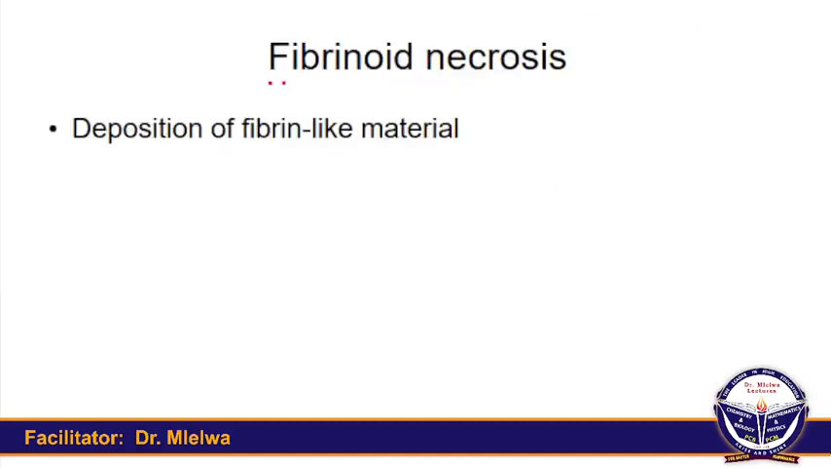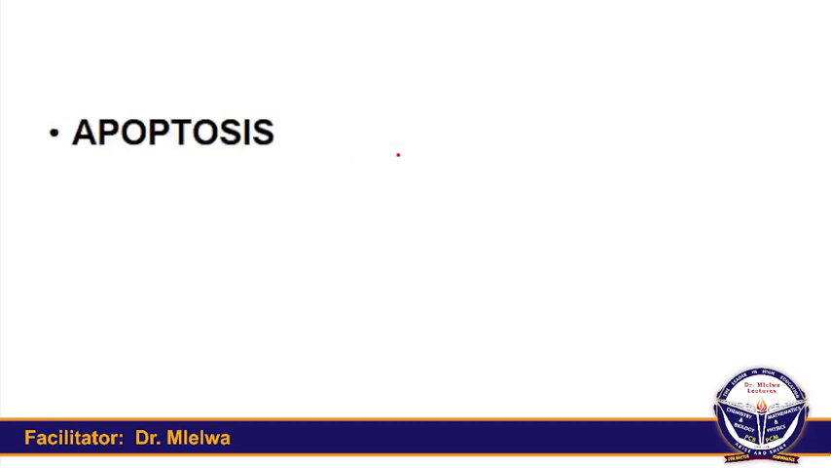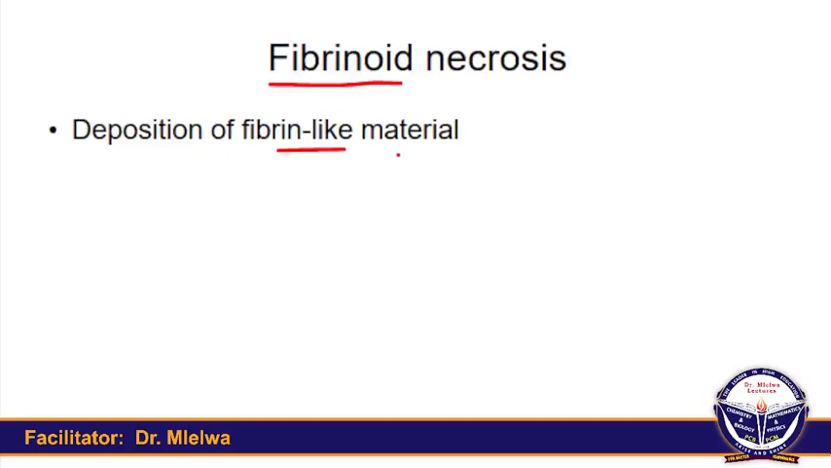Also we have fibrinoid necrosis. This is the deposition of fibrin-like material. Deposition of fibrin-like material, fibrinoid necrosis. There is an accumulation of fibrin-like materials. So actually this is the end of our discussion regarding necrosis.